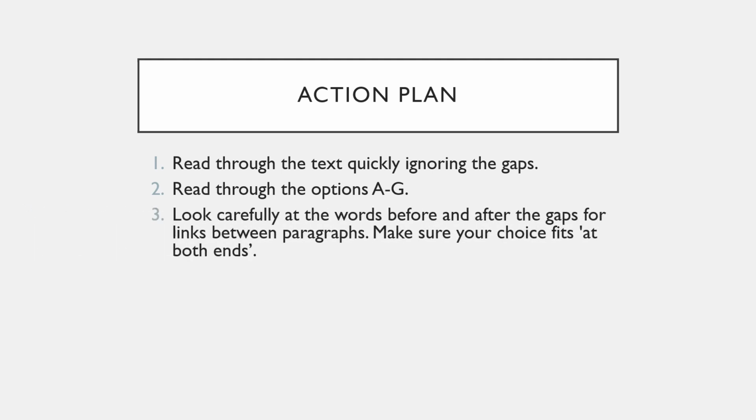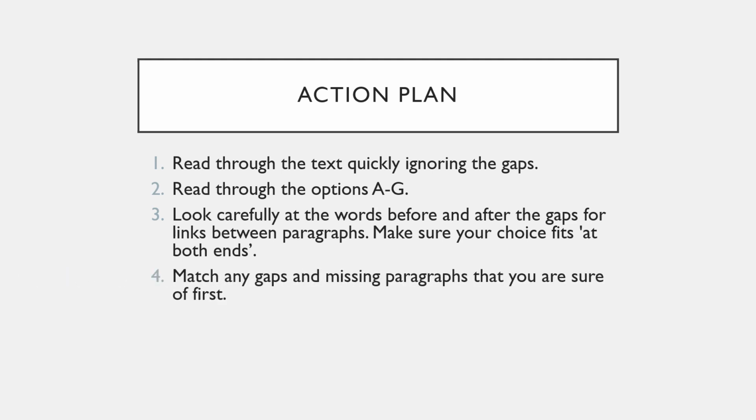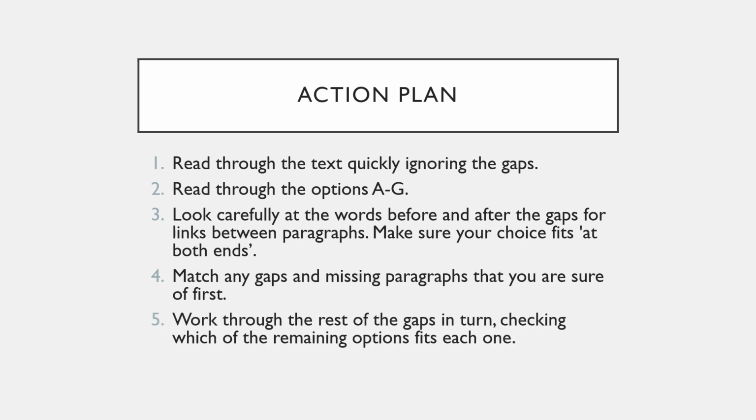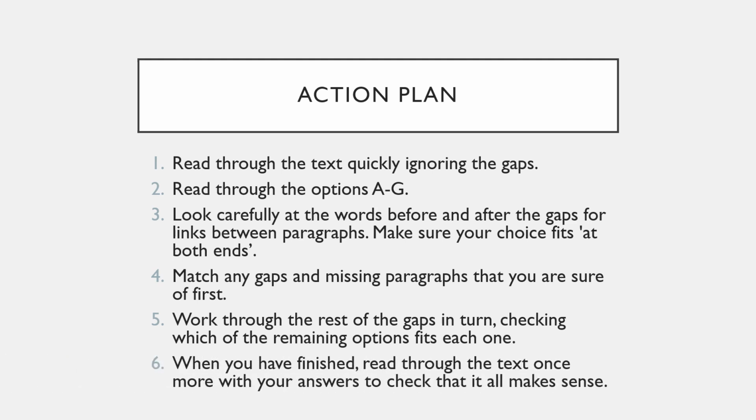When you've done that, look carefully at the words before and after the gaps. Try to identify any possible links between these and paragraphs A to G, such as pronouns or vocabulary references. Make sure that any answers you choose fit both with the previous and the following paragraph. Now, match any gaps and missing paragraphs that you are sure of. Next, go back through the remaining options and see which of these fit. When you think you've completed the whole text, read through it again to make sure the text makes sense as a whole.